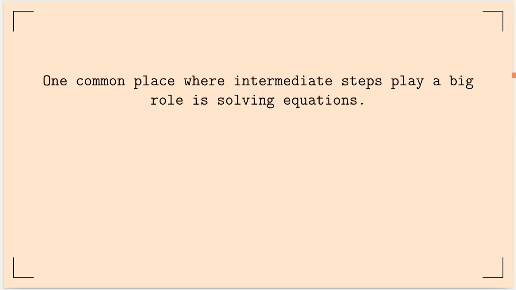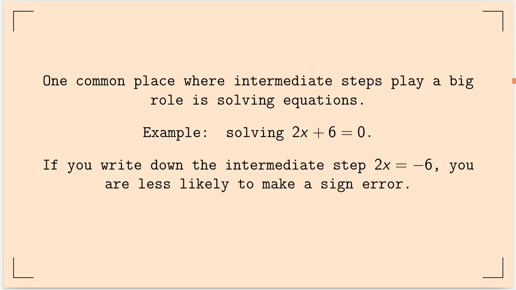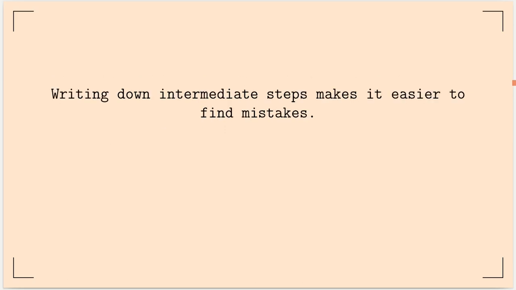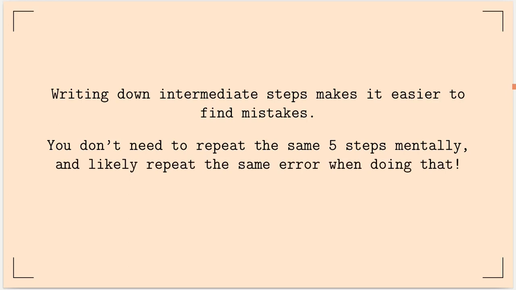One common place where intermediate steps play a big role is solving equations. Let's do an example. Imagine you're solving 2x plus 6 equals 0. If you take the time to write down the intermediate step 2x equals negative 6, you are less likely to make a sign error. And these kind of errors I see all the time. Writing down intermediate steps makes it easier to find mistakes. You don't need to repeat the same 5 steps mentally, and likely repeat the same error when doing that.